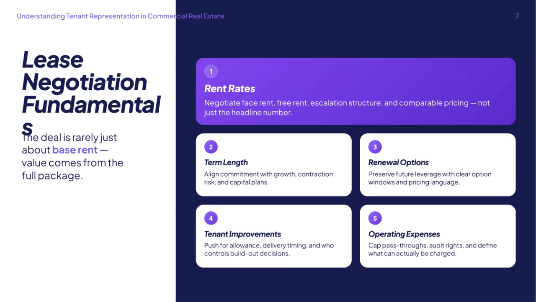Renewal options are another critical element. Make sure you preserve future leverage by clearly defining option windows and the pricing terms for renewals. Tenant improvements are also key. You should push for a tenant improvement allowance, clarify delivery timing, and establish who controls the build-out decisions to avoid surprises down the line. Lastly, operating expenses can often add up, so cap pass-throughs where possible, secure audit rights, and clearly define what can be charged to avoid unexpected costs. Understanding these fundamentals will help you negotiate a well-rounded lease that supports your business goals.